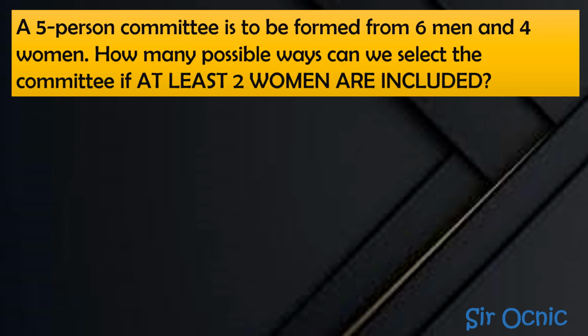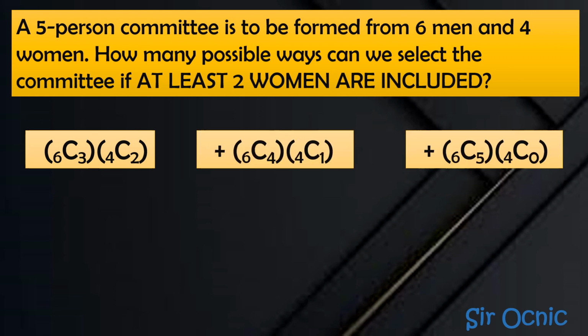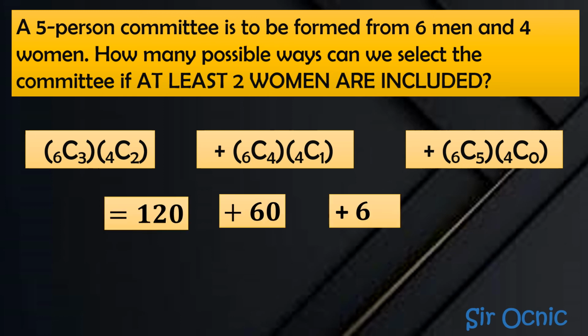To compute for the total number of possible ways we can select if there are at least 2 women included in the committee, we will now add the results from the 3 situations. That is equal to 120 plus 60 plus 6, which is equal to 186. Therefore, we have 186 possible ways we can select the committee if there are at least two women included from a group of 6 men and 4 women.